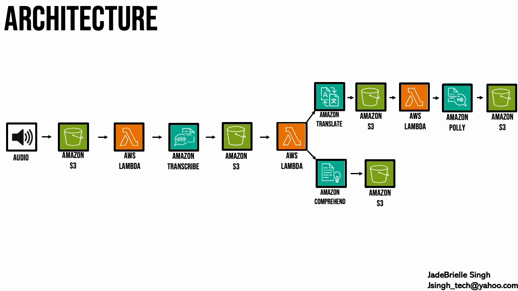And then from Amazon Translate, the output will be put into another S3 bucket, which will then trigger another Lambda function, which will call Amazon Polly, which will convert the text file to audio again, and then it will place it back in the S3 bucket. And then the output from Amazon Comprehend, of course, will be put into an S3 bucket as well.